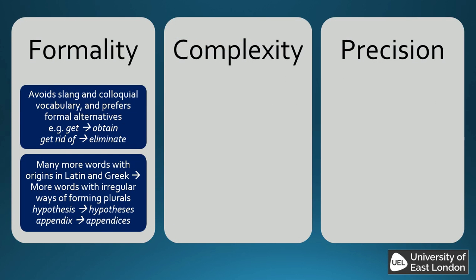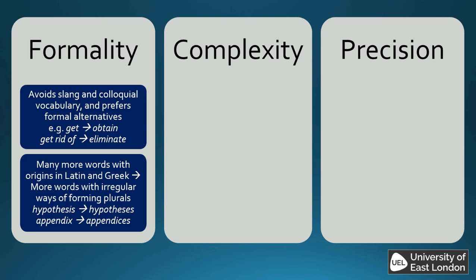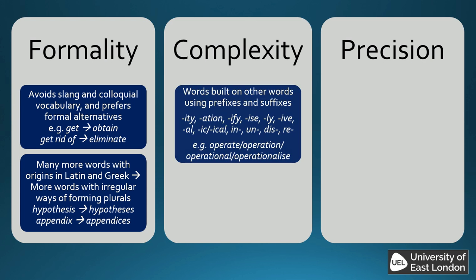Just as academic grammar tends to be more complex and densely packaged than everyday spoken and written language, academic vocabulary also tends to be more complex, because academic words are often built from or derived from other words by adding prefixes or suffixes to them. For example, ity, ation, and ness are all suffixes we can add to verbs or adjectives to make them into nouns, such as conciseness, investigation, and complexity.